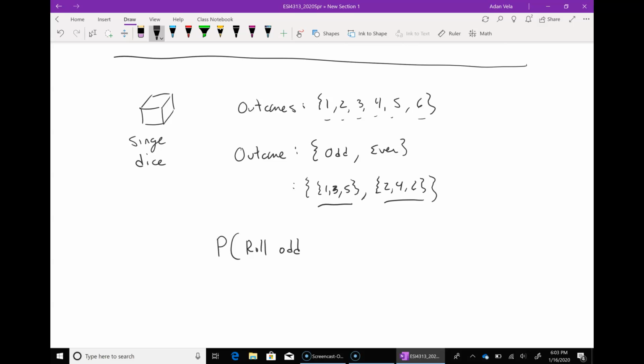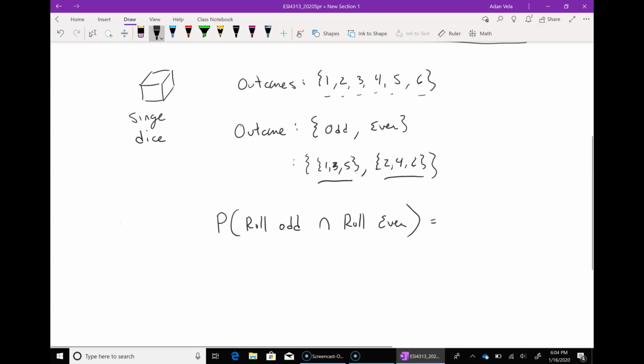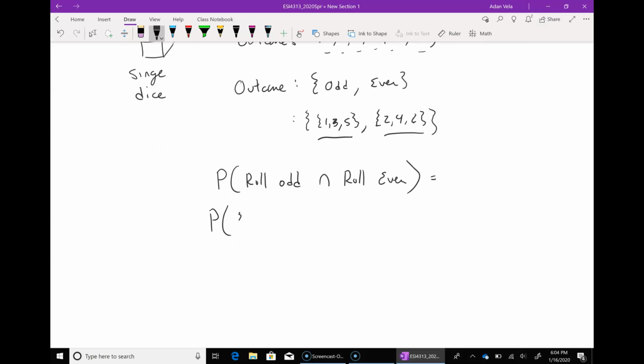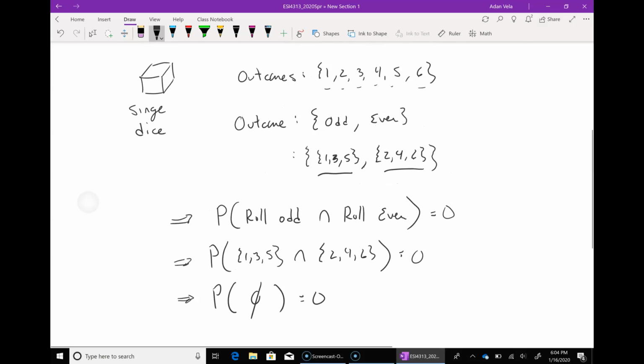So if I were to ask, what's the probability that the roll of a single die is odd and the roll is even? Well, I can't have both at the same time. And so what that means is, when we take the intersection of 1, 3, and 5 with 2, 4, and 6, that's just equal to the null set. So that probability is going to be 0. And this is the reason, or one reason, why we care about mutually exclusive events.